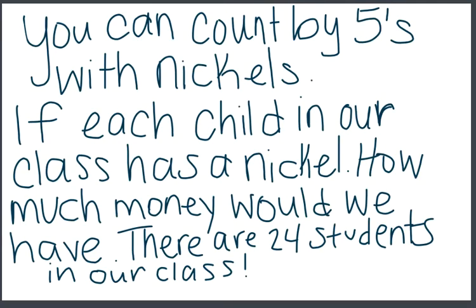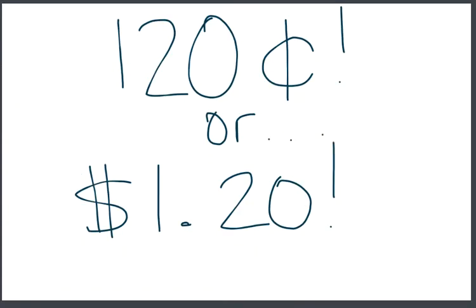You can count by fives with nickels. If each child in our class has a nickel, how much money would we have? There are 24 students in our class. $120, or $1.20. There are two different ways to write that.